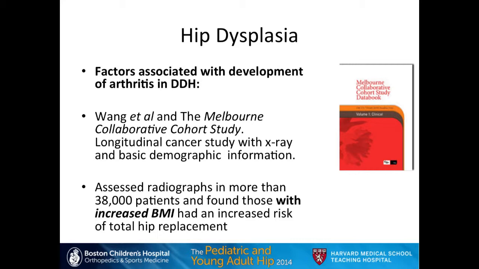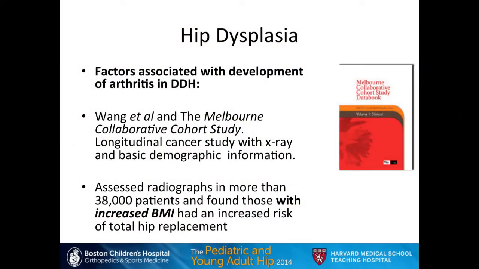So what have people done to try to evaluate this? Then some of these larger group studies, you have Wong et al. Looked at the Melbourne Collaborative Cohort Study. This was a longitudinal cancer study, actually, with X-ray and basic demographic information. So from that, they looked at more than 38,000 patients and found those with an increased BMI, more than 30, had an increased risk of going on to total hip replacement.